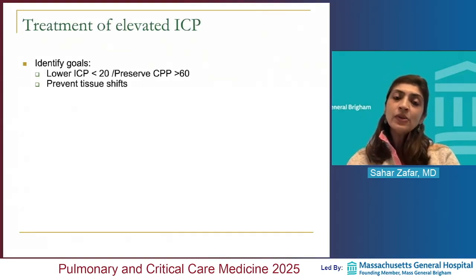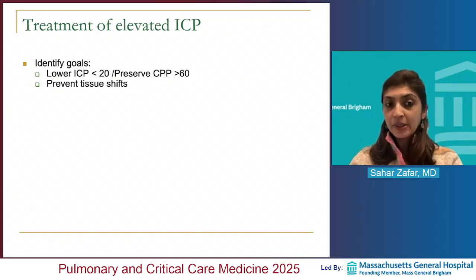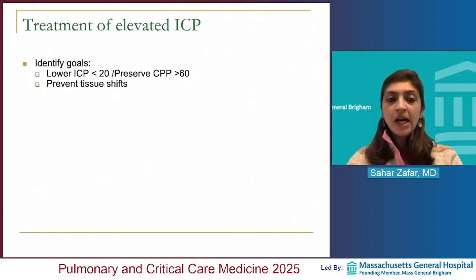So once we do have concerns of elevated ICP, or intracranial pressure, how do we treat these patients? The first is, of course, identify goals. If there is an ICP monitor, we want to lower the ICP to less than 20 and preserve their cerebral perfusion pressure, which we like to keep in the range of about 60 to 70.